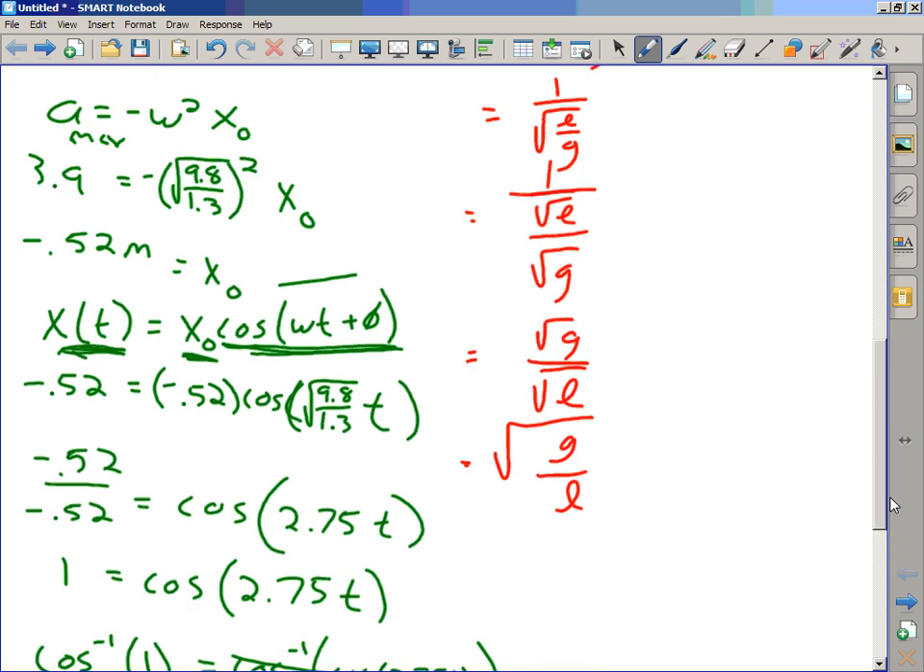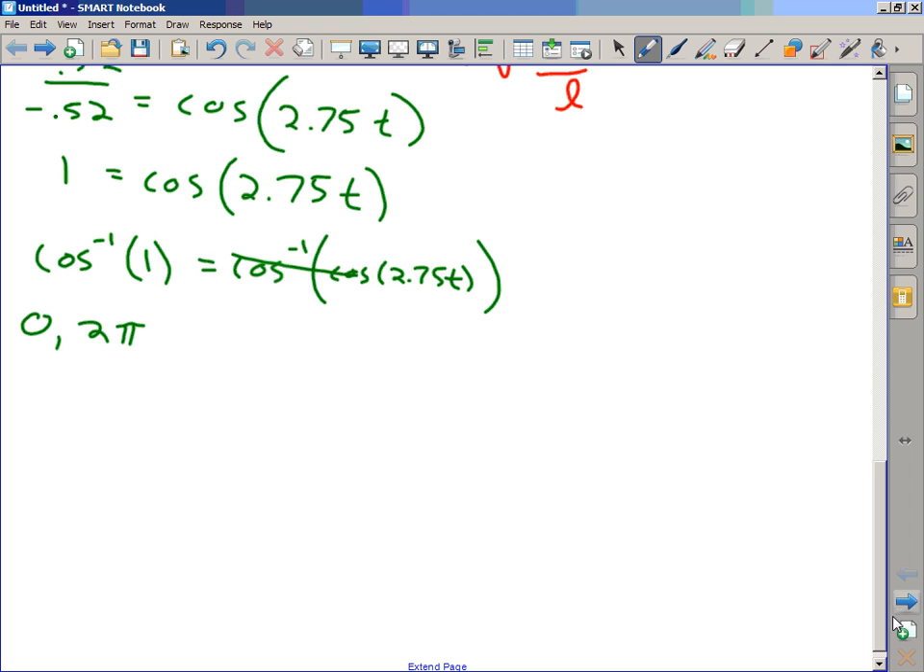So the positive versions are 0, 2 pi, 4 pi, 6 pi, dot, dot, dot. Every time you add 2 pi, you're just going back around the circle. Yes? Okay.